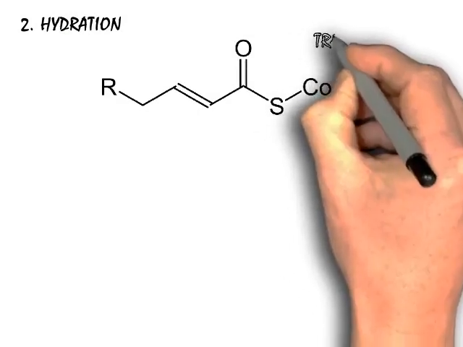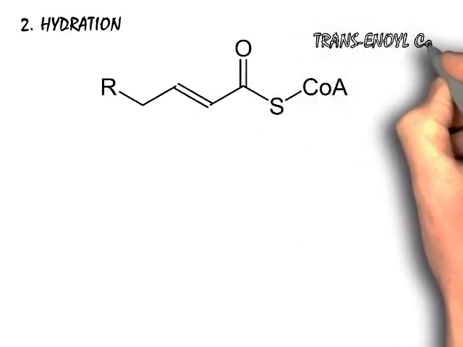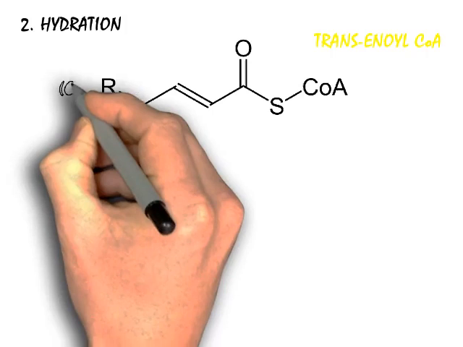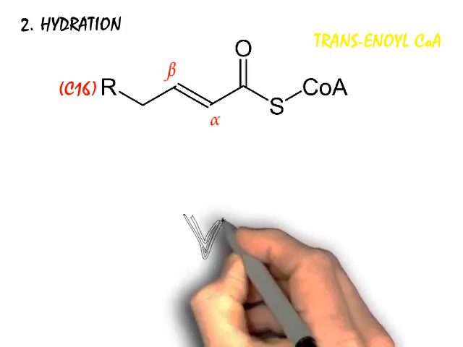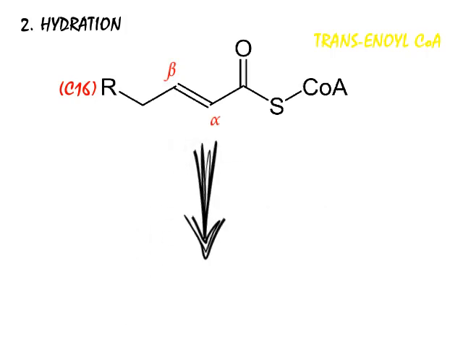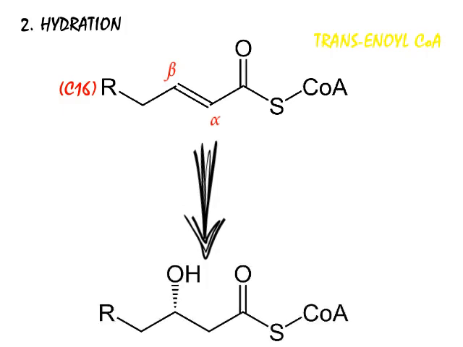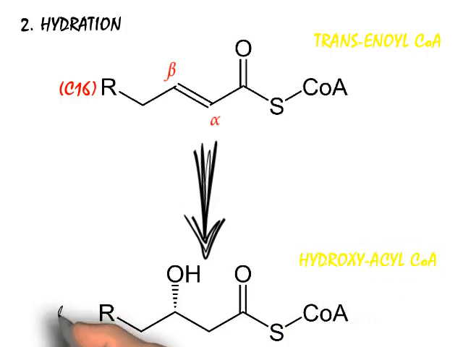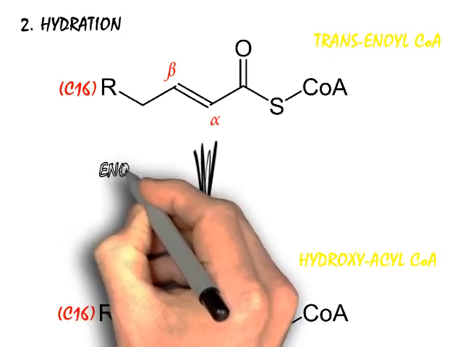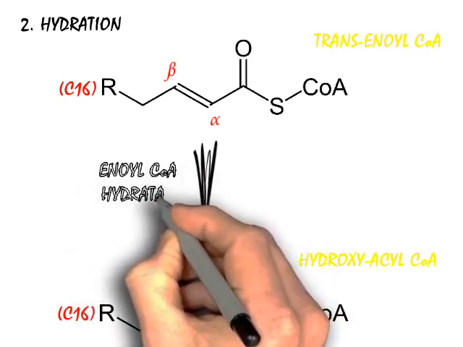And in this case, the trans-acyl-CoA, which has a double bond between the alpha and the beta carbon, gets converted into beta hydroxyacyl-CoA. And in this case, one OH group is attached at the beta carbon and the double bond is removed. And in this case, a molecule of water is also used.